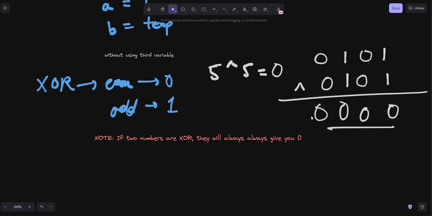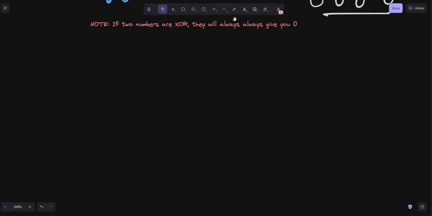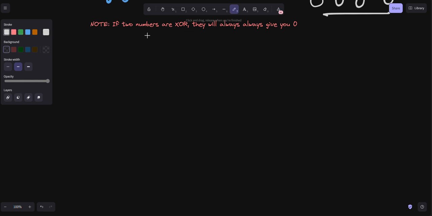Now let's see how we can use that in swapping two numbers. Let's say we are given A and B. We can first do A XOR B. This will give me some number. So now I can do B, and this will have B value, basically A.